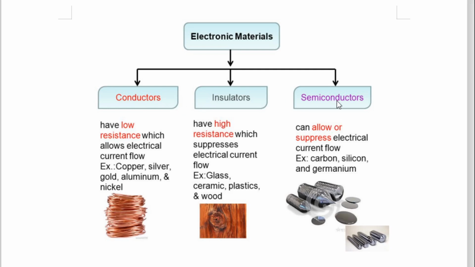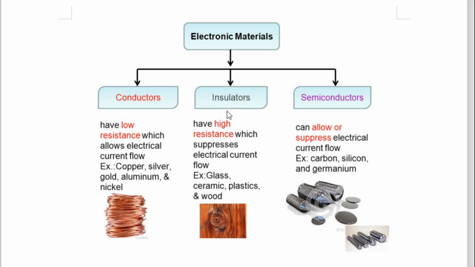All of you are aware of conductors. All metals, for example copper, silver, gold, aluminium and nickel, are conductors, and here a bundle of copper wires is shown. All these metals are good conductors of heat as well as electricity. Why that is so, we are going to revise in short.